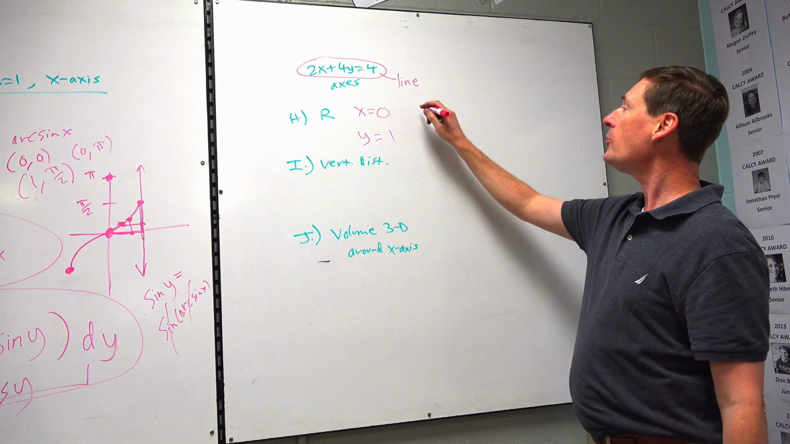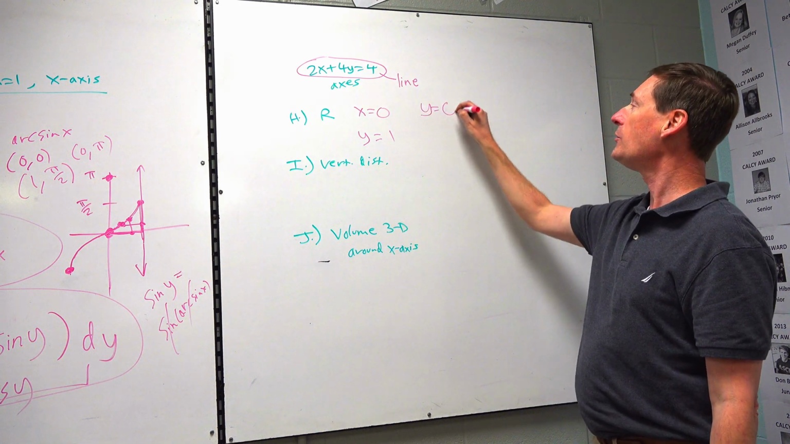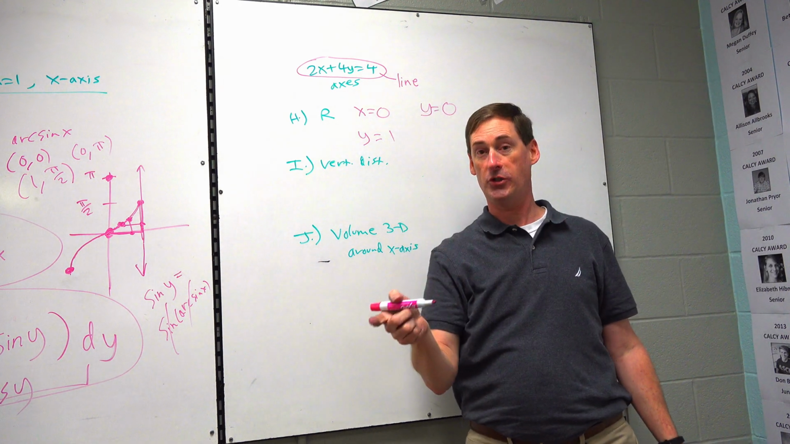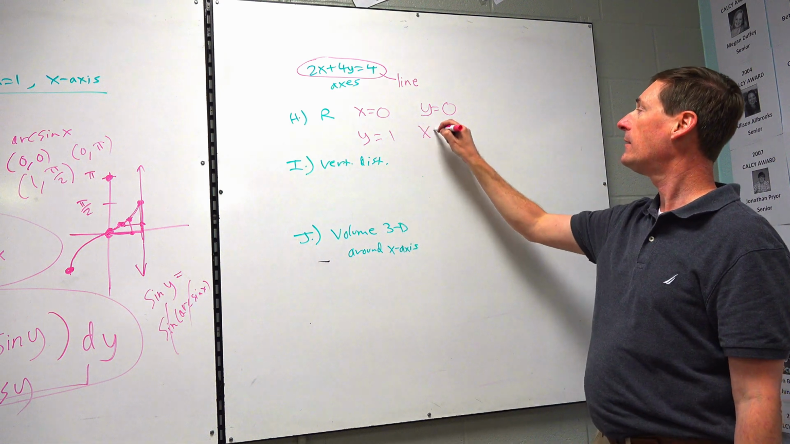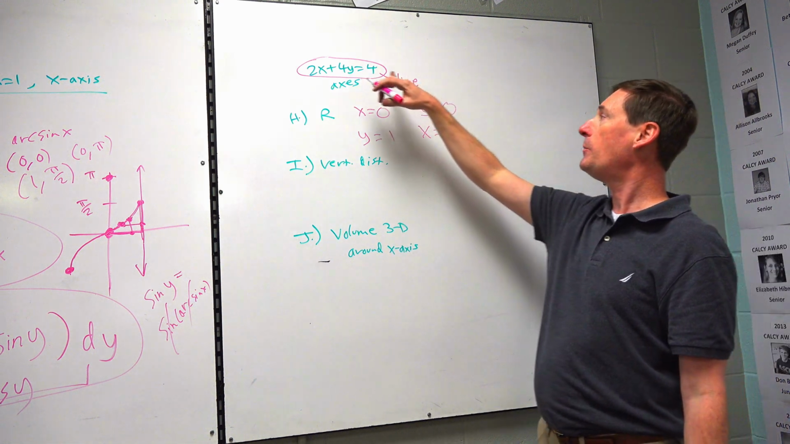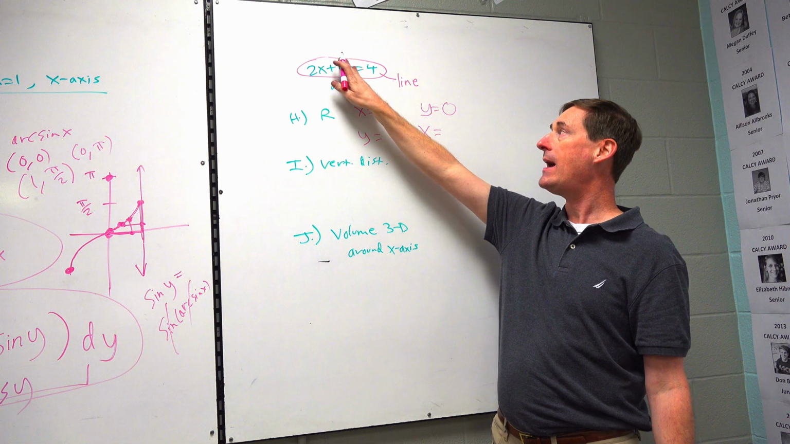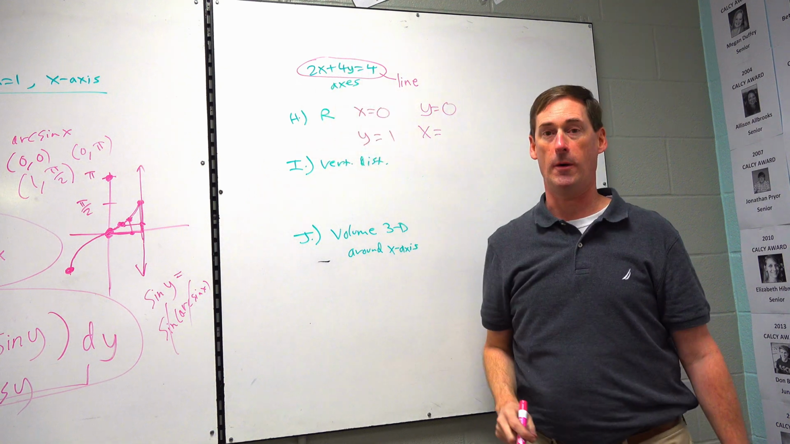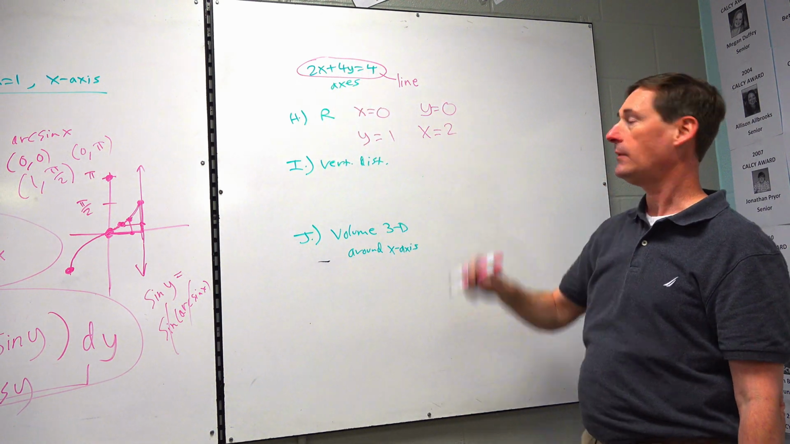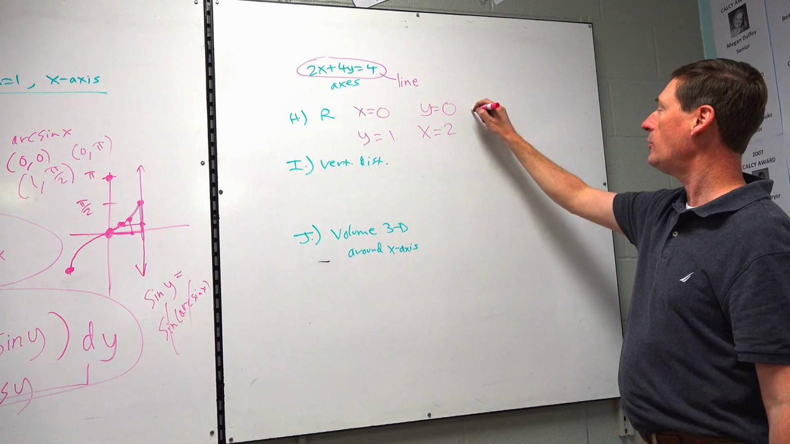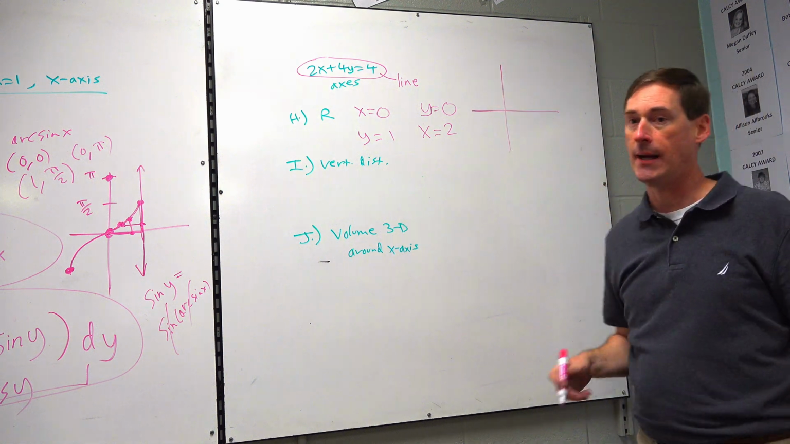So let's also plug in y equals 0. If you plug in y equals 0, we can go find x. So you take 0, you put it in for y, that hides that. 2x equals 4. X equals 2. Okay, quickly, right? You want to be an efficient grapher. You don't want to waste a lot of time graphing.